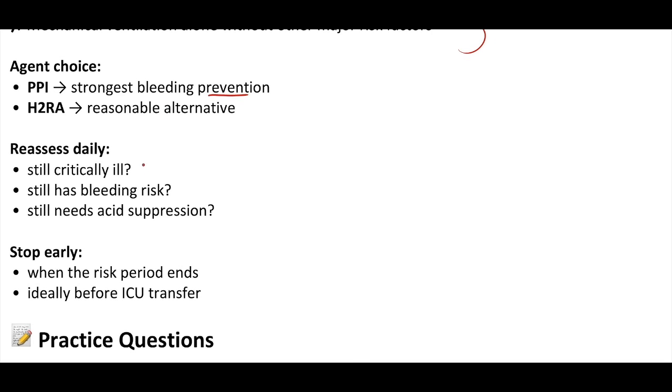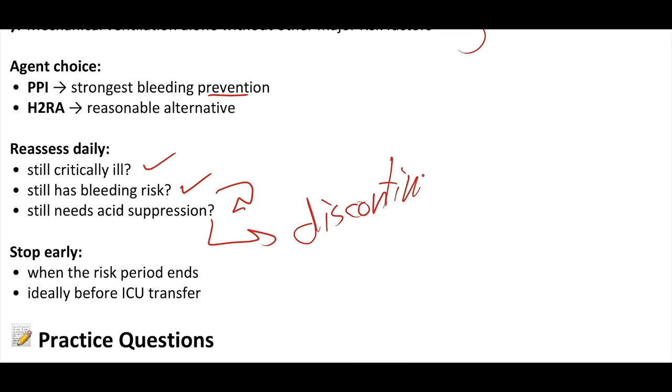Reassess the patient daily. Are they still critically ill? Do they still have a bleeding risk? And do they still need acid suppression? And when they don't, discontinue that medication so that they don't mistakenly get continued on it indefinitely. So stop the medication early and really make sure to perform that medication reconciliation before someone's being transferred out of the ICU.